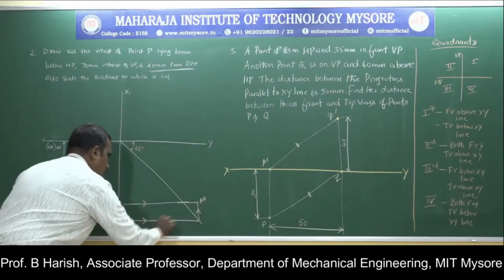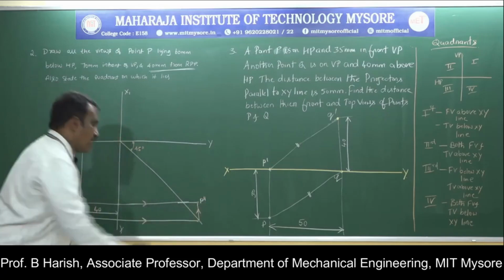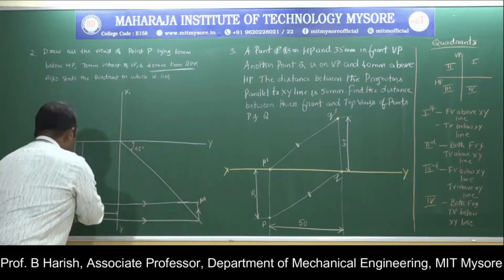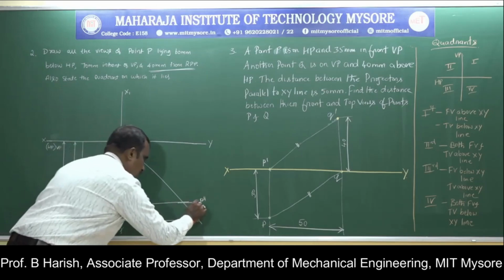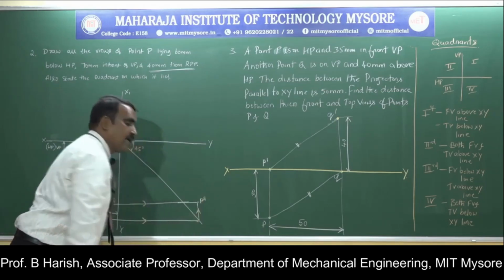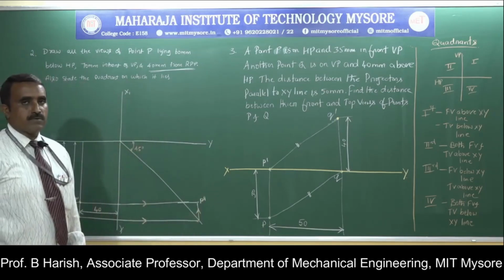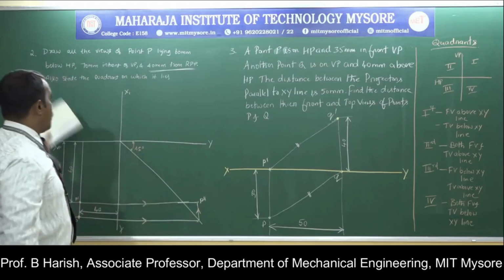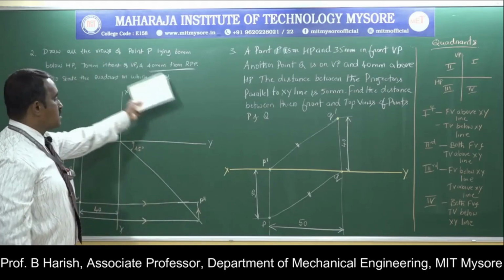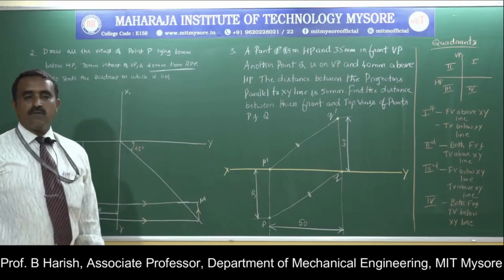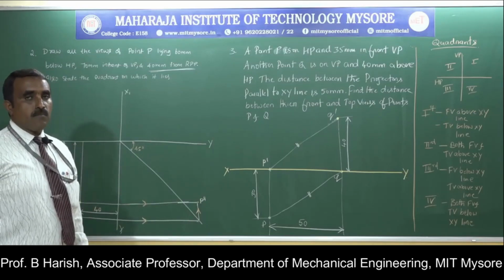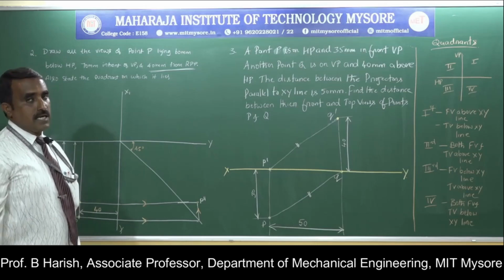Start from the horizontal plane until it meets the 45-degree line, then draw a vertical projector, then start from the front view, draw a horizontal projector, and the intersection point is your P double dash, that is the profile view. So this is how we can solve a problem to draw the profile view with the given condition.